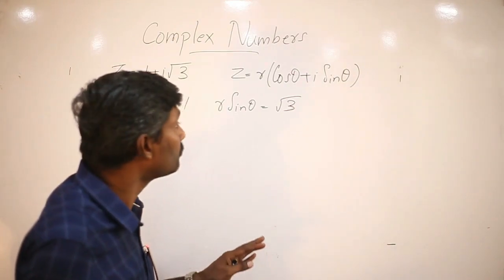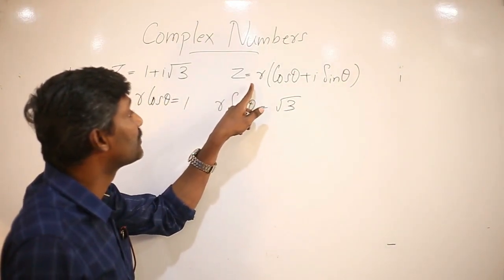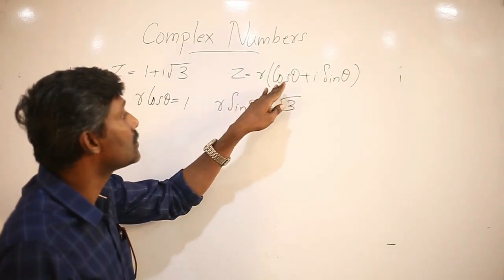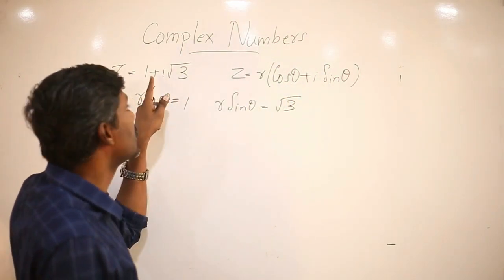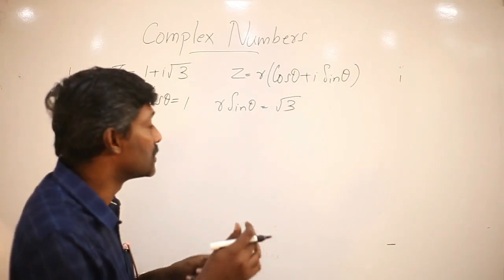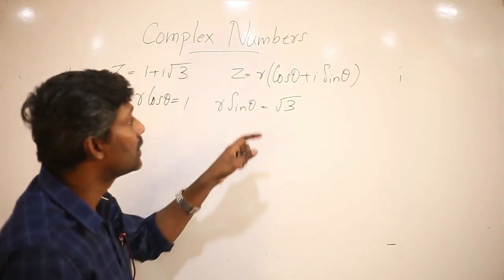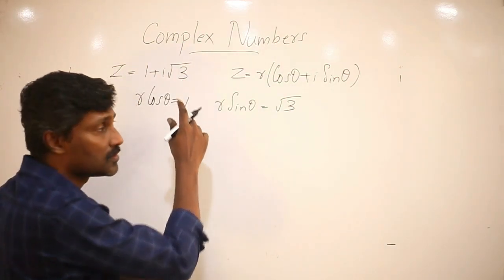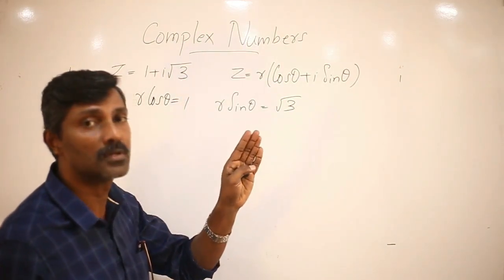Clear? Any doubts? I repeat, just compare these two and equate. R cos theta is the real part here, and here the real part is 1, so r cos theta is equal to 1. Here the imaginary part is r sin theta, and here it is root 3, so r sin theta is equal to root 3.